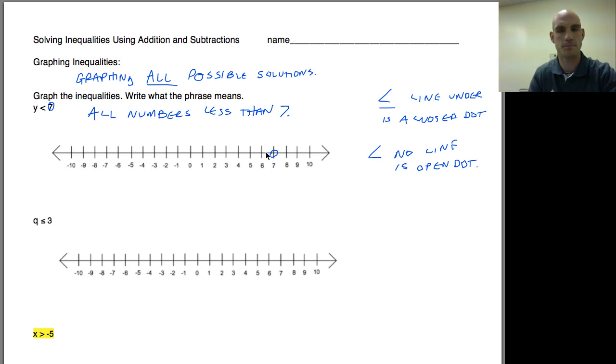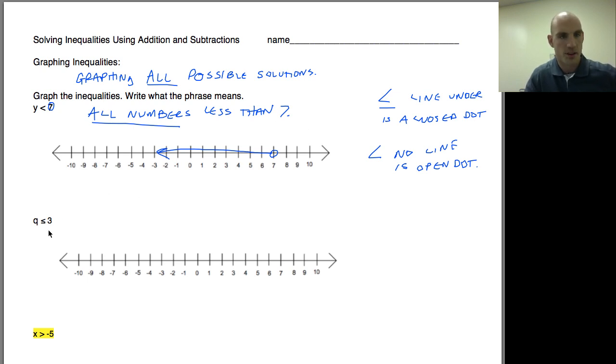So if you think about it, which way does it point? It points to all the numbers less than 7, so it's going to go this way. And I'm going to draw an arrow to show that it keeps going. So 6 is less than 7, 5 is less than 7, 4 is less than 7, negative 10 is less than 7. All of those numbers are less than 7. And that's how you check to see if your arrow is going the correct way.